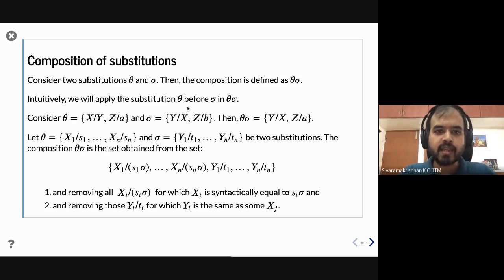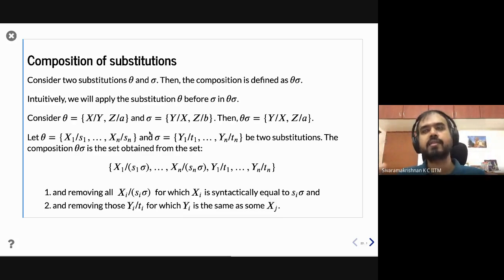Intuitively, the meaning is that you will first apply the substitution theta, and then apply sigma substitution, right? So when I write the composition theta sigma, that gives me a new substitution, and the intuitive meaning is that you first apply the substitution theta, and then apply the substitution sigma, right? So you can define this as a substitution. So here is an example.